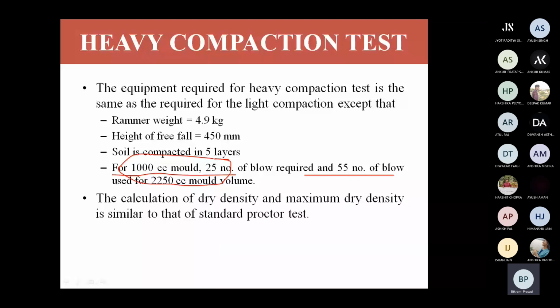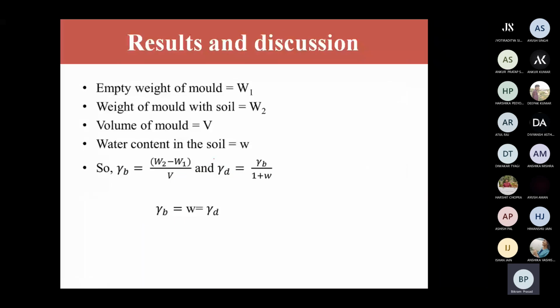Basically, as I told, we take the empty weight of the mold and the weight of the mold with the soil, and of course the volume of the mold. We also get the water content of the soil through the oven test, and then we get the bulk density and the dry density. It is a simple fundamental.